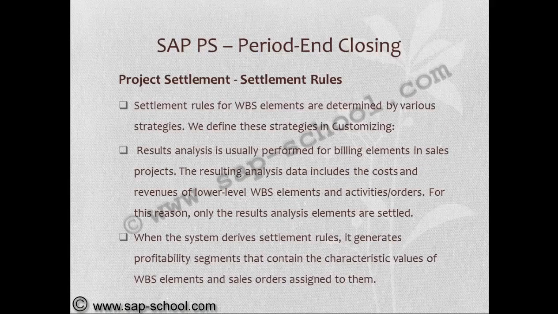Results analysis is usually performed for billing elements in sales projects. The results analysis data includes the cost and revenues of lower level WBS elements and activities orders. For this reason, only the results analysis elements are settled. When the system derives settlement rules, it generates profitability segments that contain the characteristic values of WBS elements and sales orders assigned to them.